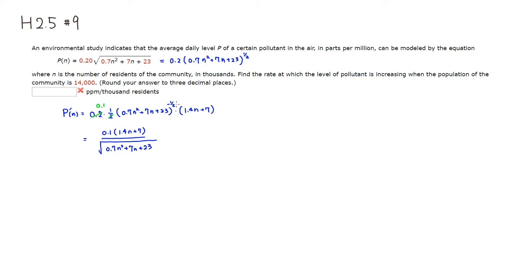That is the derivative. So what we need to do is compute P prime at 14,000. Since n is in thousands, we just plug in 14. So let's get the value here. We need to answer to 3 decimal places, so let's pull out a calculator.